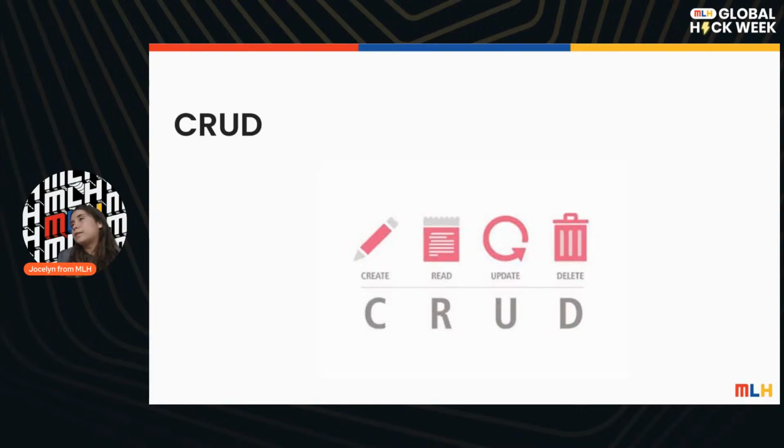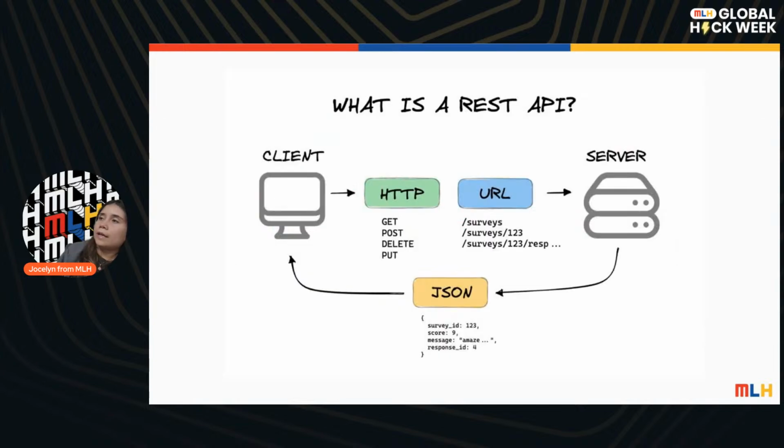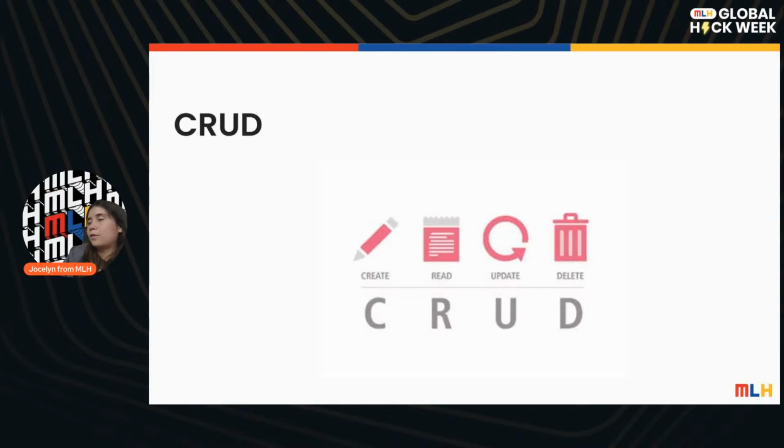So CRUD stands for create, read, update, and delete, which are, if we go back, our own API HTTP methods. Get is basically read, then post is create, delete is delete, and put is edit. So that's all the ones that we have in here. So we have get for read, post for create, put for update, and delete for delete. So that's basically how it works.